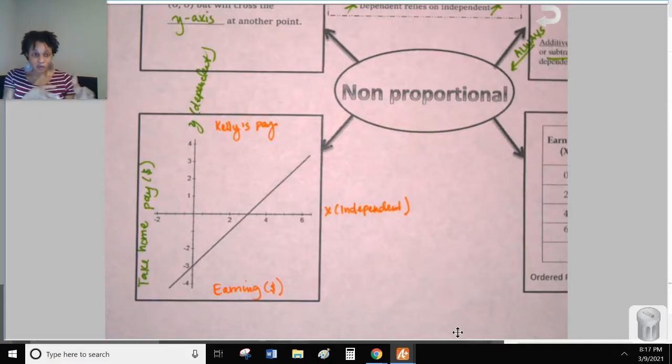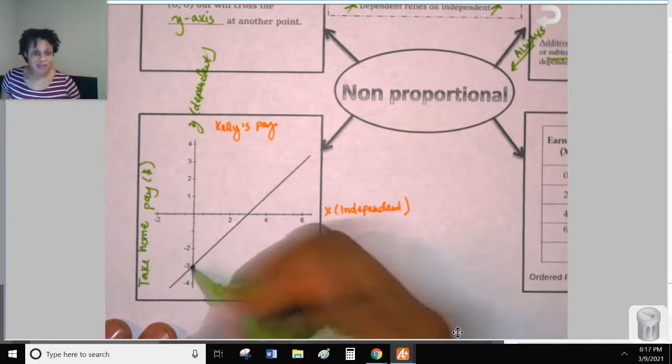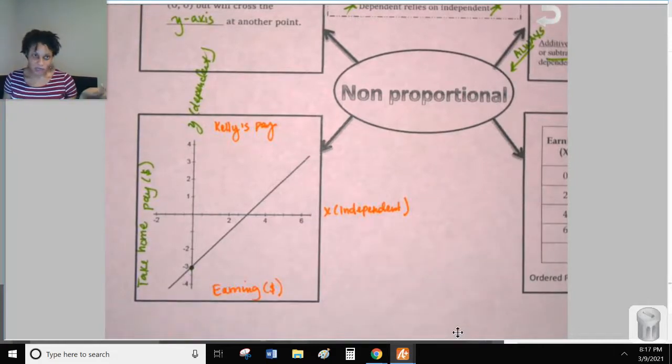Whatever the X value is, whatever she makes that day, minus 3 would give her her Y value, right? So this would be a straight line, which it is, and it does not pass through the origin. It hits the y-axis here at -3. Well, why is it hitting at -3? Because Kelly has to pay $3 every day.